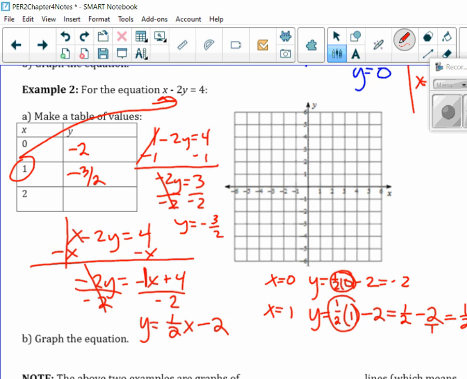So that's why I'm saying I'm giving you two options to do this. It's totally up to you which one. Just pick one that's easier for you. And again, if you plot these points and they're not in a line, then you know you did something wrong.